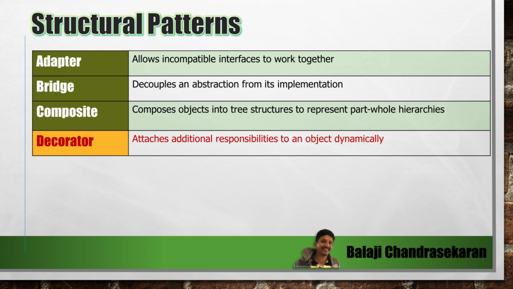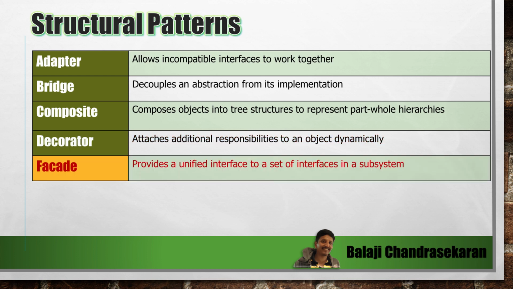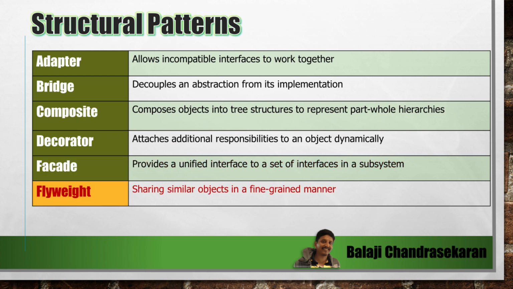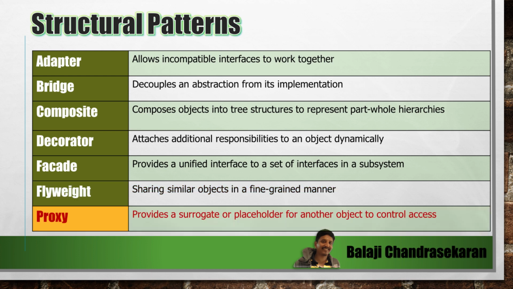Decorator pattern attaches additional responsibilities to an object dynamically, providing a flexible alternative to subclassing for extending functionality. Facade pattern provides a unified interface to a set of interfaces in a subsystem, making the subsystem easier to use. Flyweight pattern reduces the cost of creating and managing a large number of similar objects by sharing objects in a fine-grained manner. Proxy pattern provides a surrogate or placeholder for another object to control access to it.